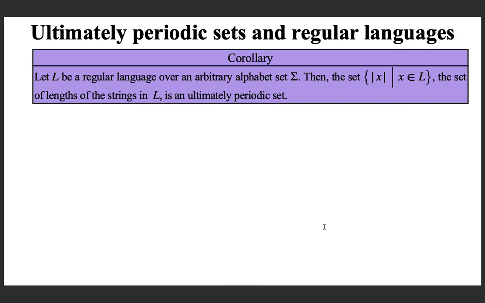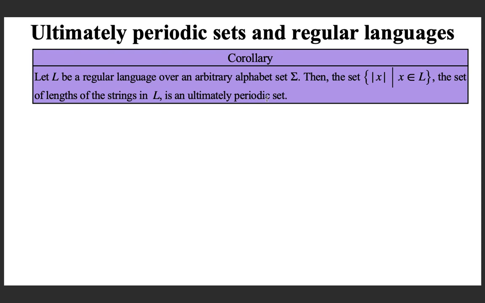As a corollary of the previous theorem, we can have this. Let L be a regular language over an arbitrary alphabet set sigma. Sigma may contain any number of alphabets, finitely many. We are not just looking at a single alphabet in the set. Then this set, what is it? The set of all string lengths. If x is in the language, you are looking at the number of symbols in x. That is this notation. The set of all lengths of the strings in the language is an ultimately periodic set. It is a very strong result.